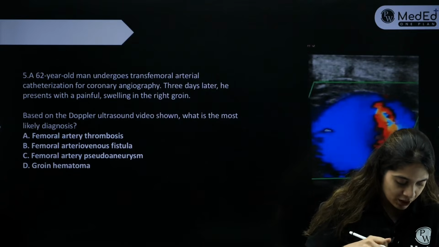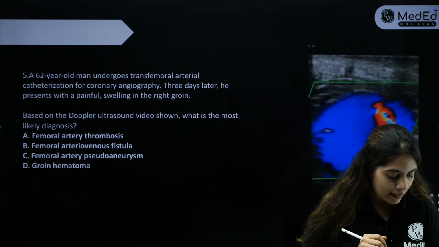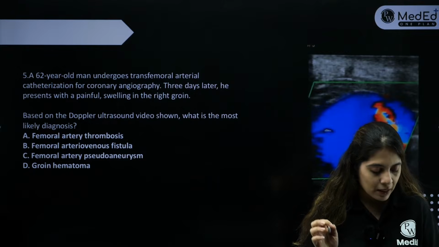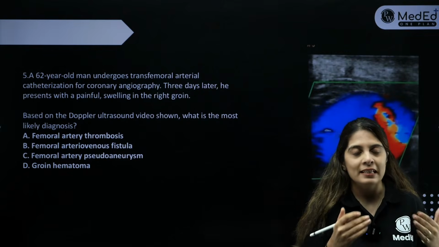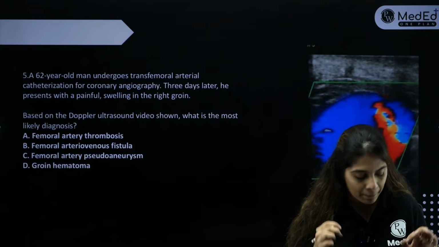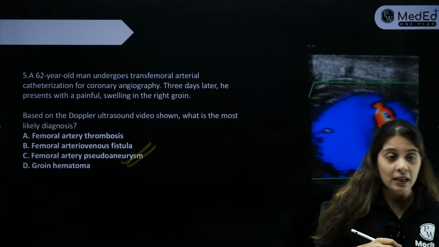Okay, so what is the question that they have given? A 62-year-old undergoes transfemoral arterial catheterization for coronary angiography. 3 days later, he presents with painful swelling in the right groin. So again, this is a very classical pseudoaneurysm, and you are going to see this classical Pepsi sign, also called the Yin-Yang sign. So the answer is femoral artery pseudoaneurysm.